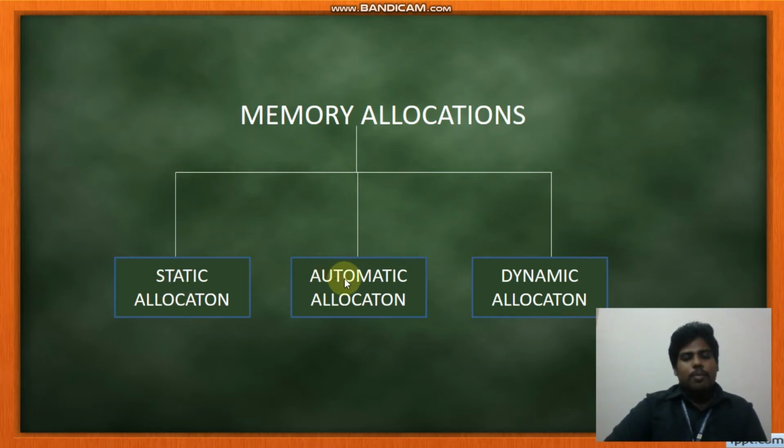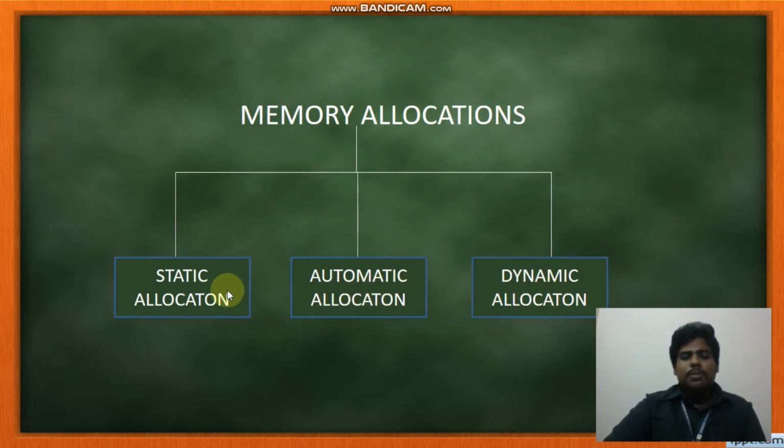And automatic, that is all the local variables. You studied about functions, right? In the function concept, there are local variables, local arguments and parameters, right? These are the local variables. All these things will be stored in the automatic allocation. And the third one is dynamic allocation.